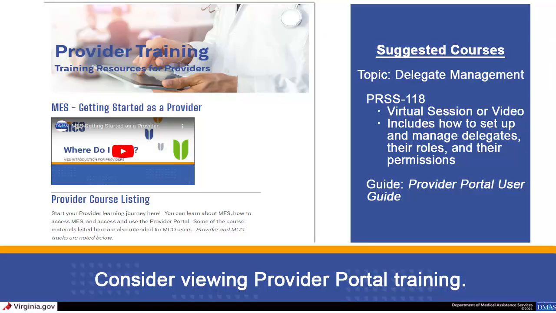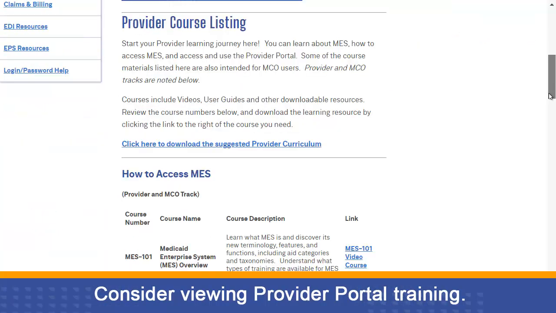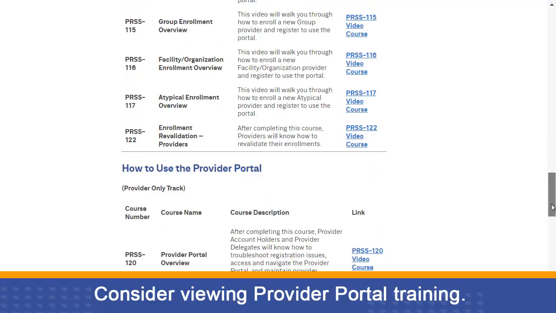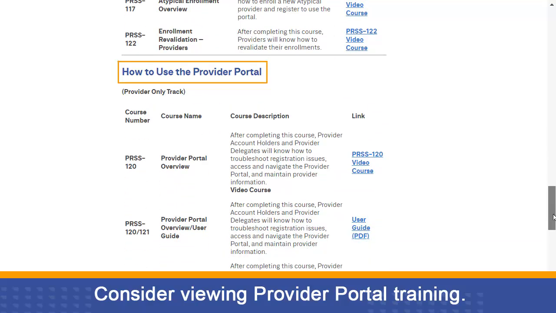For this training topic, you can register for the PRSS 118 virtual session that includes how to set up and manage delegates, their roles, and their permissions. For your convenience, there is a video recording of this session on the provider training page. You can also find step details related to managing delegates in the provider portal user guide. This training is found by scrolling down to the How to Use the Provider Portal section of the provider training page.